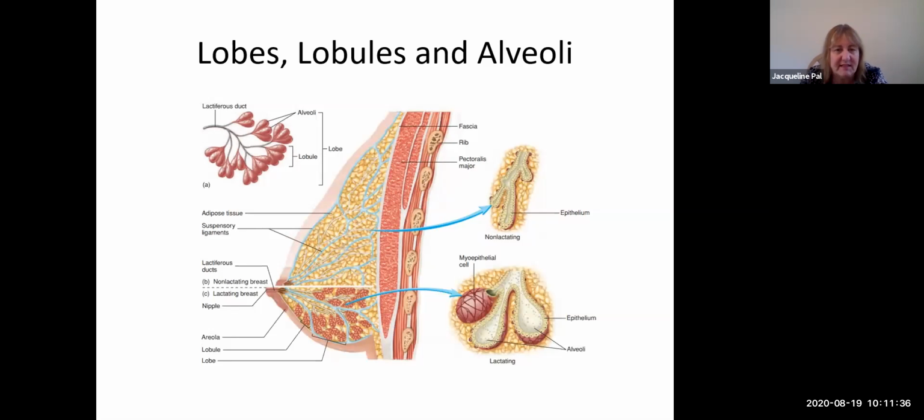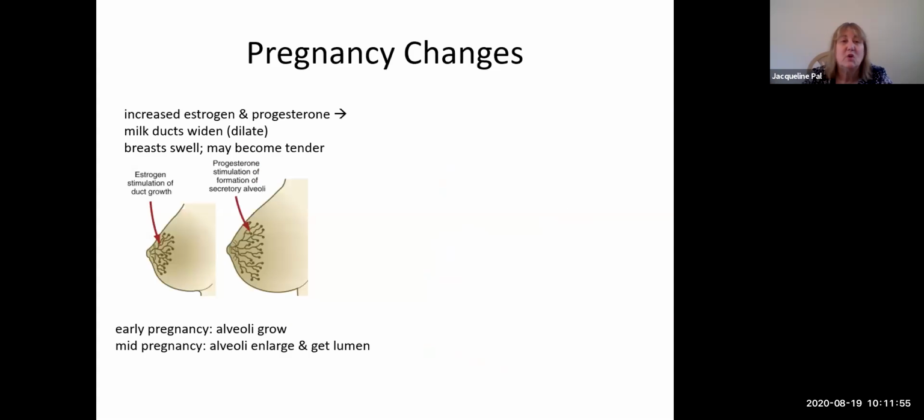In the pregnant breast, however, these alveoli and thereby lobules and lobes enlarge massively, and so this is why the breast enlarges in size. You're not cutting down on the amount of adipose tissue, you're just increasing the amount of this type of tissue. So here's what happens in pregnancy. As you know, there are higher levels of estrogen and progesterone. That's going to cause the milk ducts to enlarge, as in their diameter gets wider, and that makes the breasts swell and they may become tender.